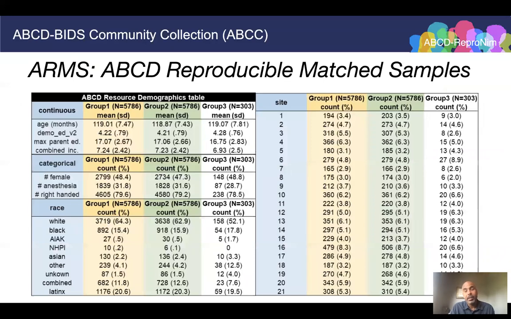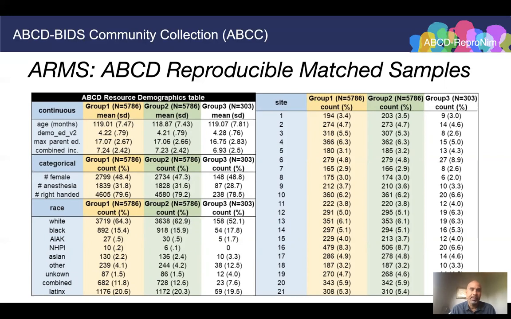So one of the things that is also available via this ABCD BIDS community collection is what we're calling ARMS, or the ABCD reproducible matched samples. The idea here is that if we can match the samples across many, many measures, in this case, lots of demographics, age, gender, handedness, a lot of race characteristics. We match them very strongly. Then we have two nearly identical samples, in this case, of well over 5,000 participants that can be utilized to replicate a given finding from one sample to another and use in other ways as well.